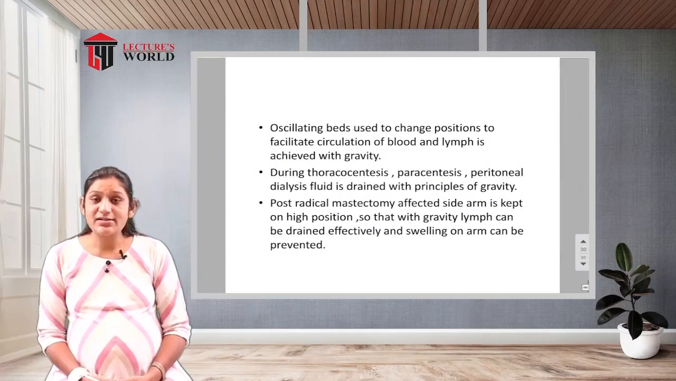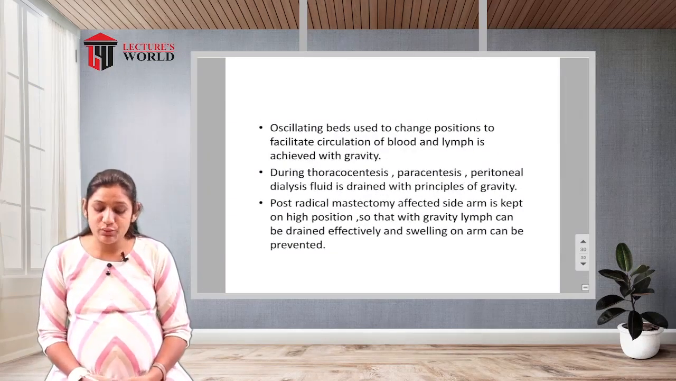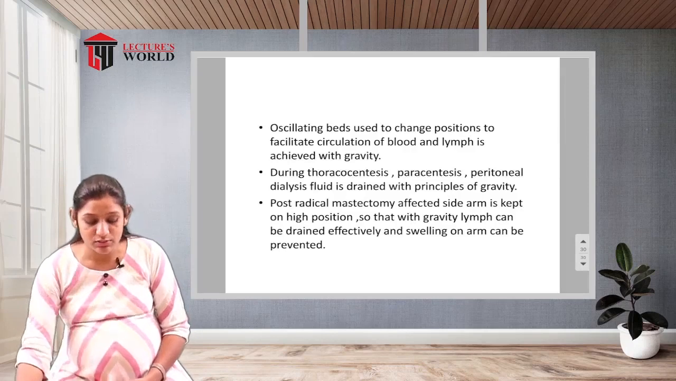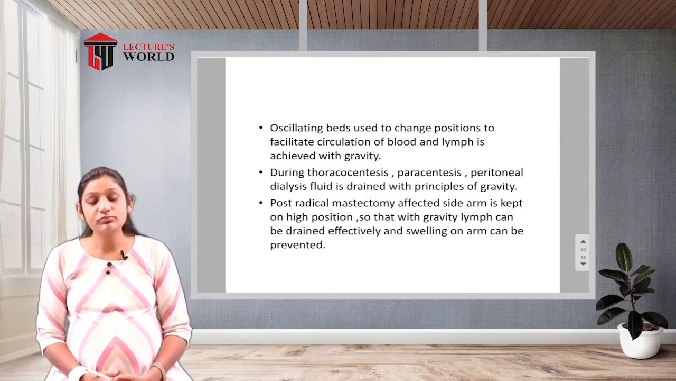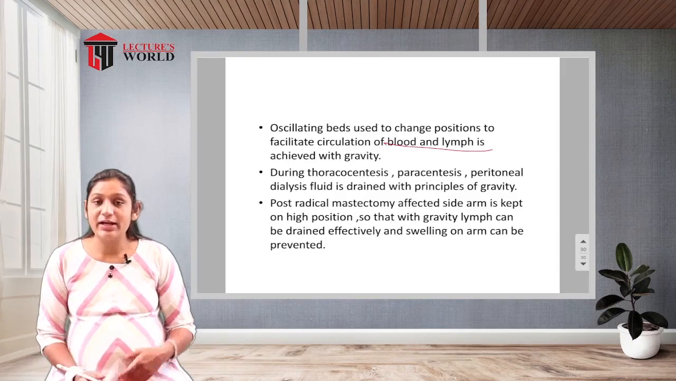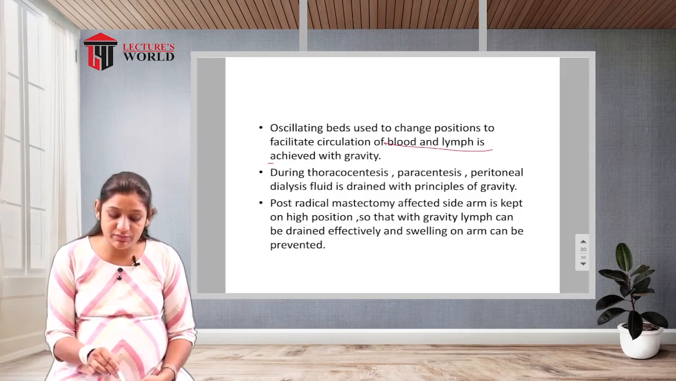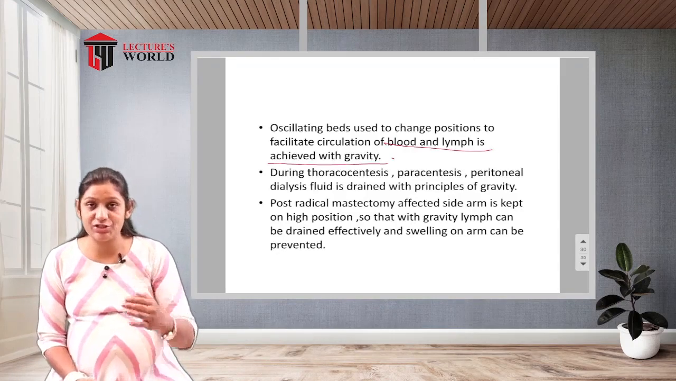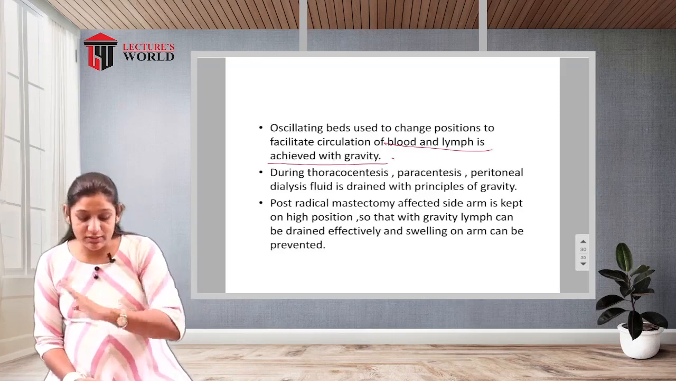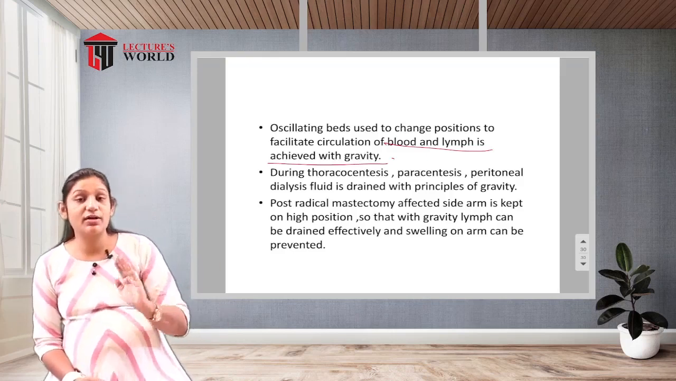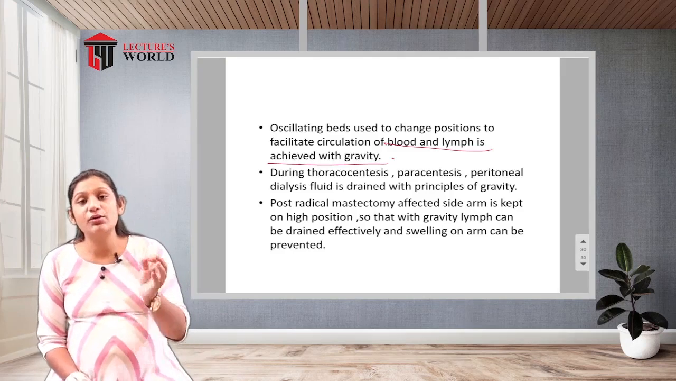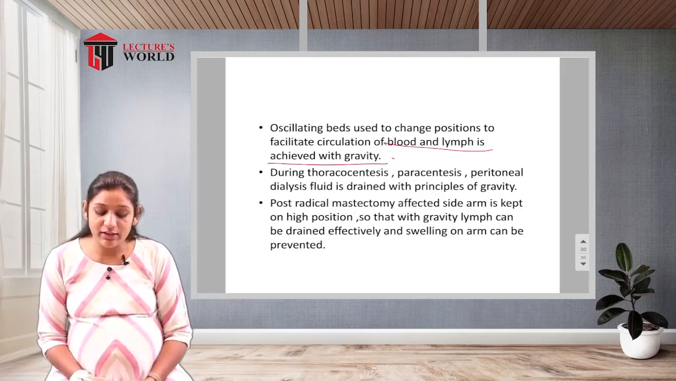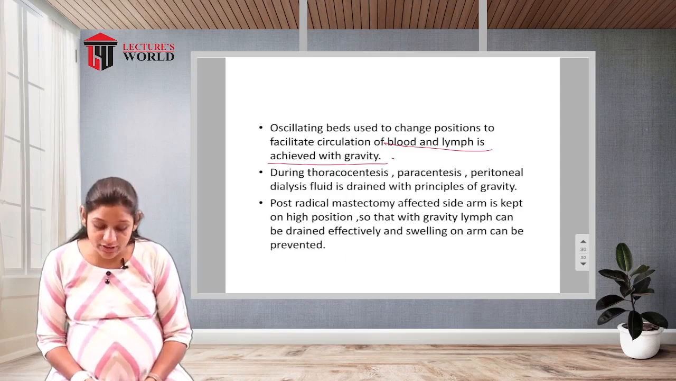Oscillating beds are used to change positions to facilitate the circulation of blood and lymph, which is achieved with gravity. Whatever positions we facilitate, the circulation of the blood and the lymph is achieved by gravity.